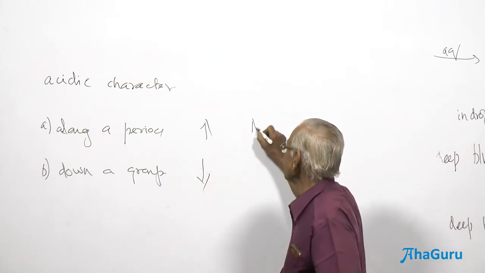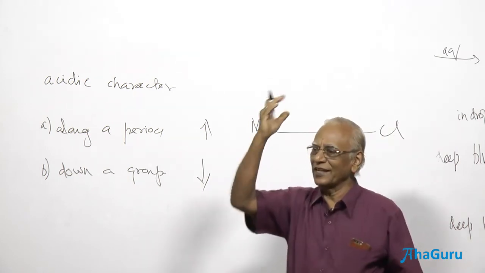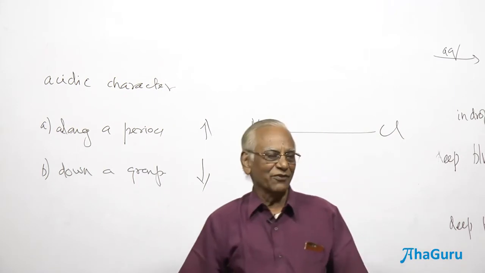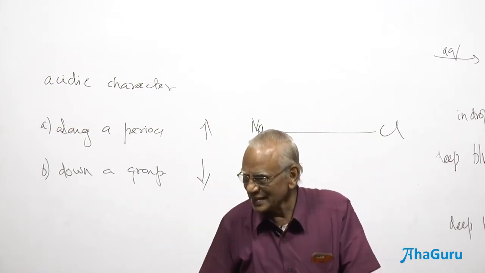When you compare from sodium and go up to chlorine, which is able to accept electron more readily? Chlorine. Therefore, acidic property increases. And acidic property decreases down the group.